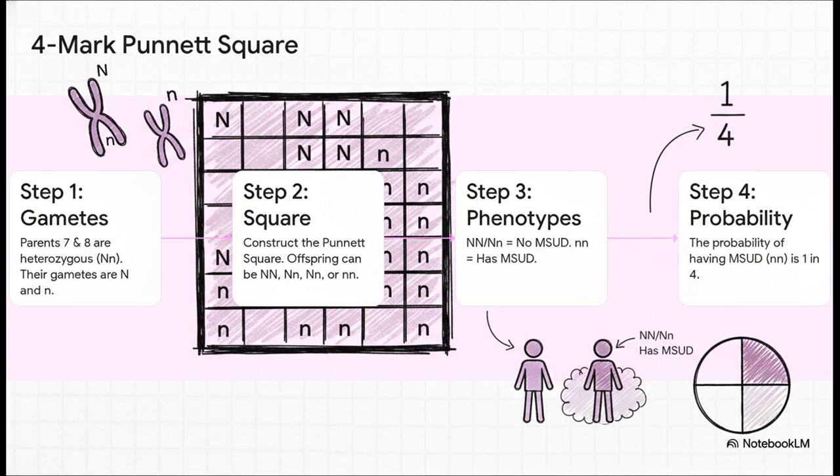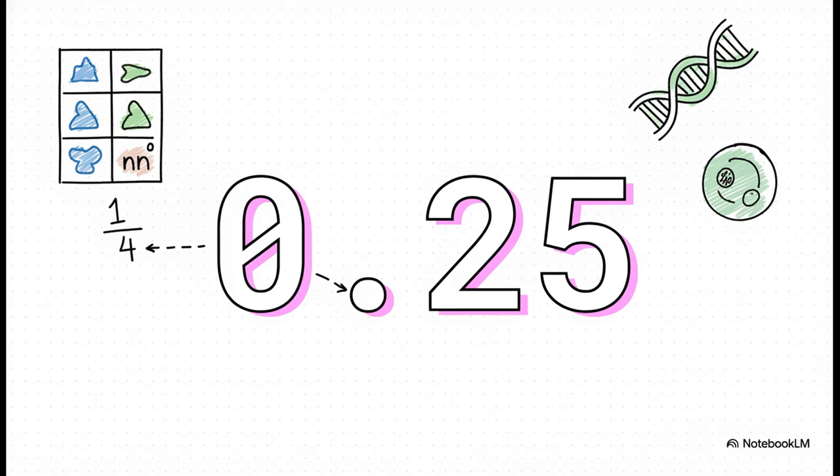Step 2 is just drawing out the Punnett square. And for step 3, you link the genotypes to what they actually mean. NN and Nn mean no MSUD, but nn means the child has it. And that final mark? You just have to state the probability. You can see from the square that only one of the 4 outcomes is nn. So the probability is 1 in 4 or 0.25.